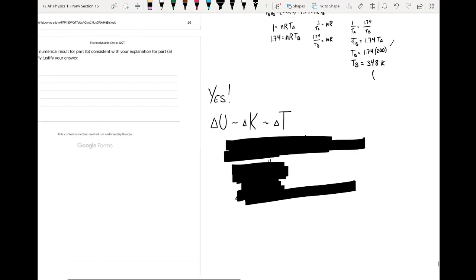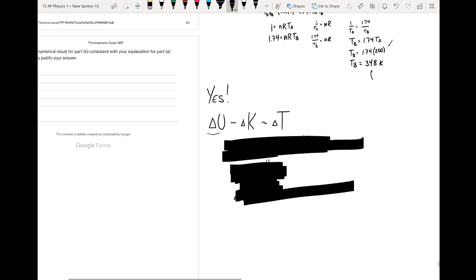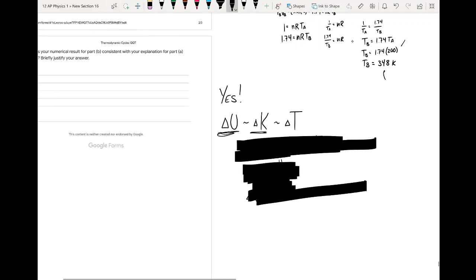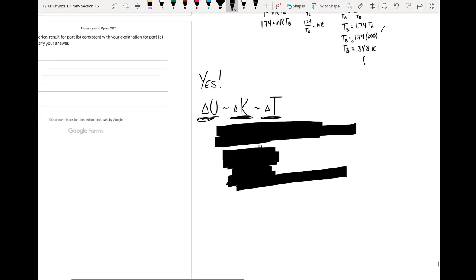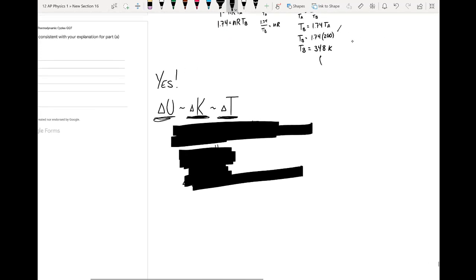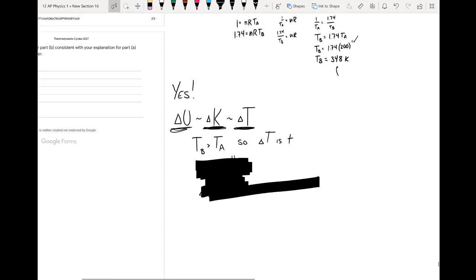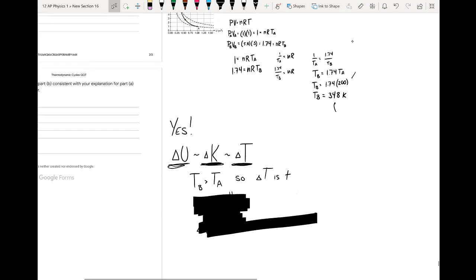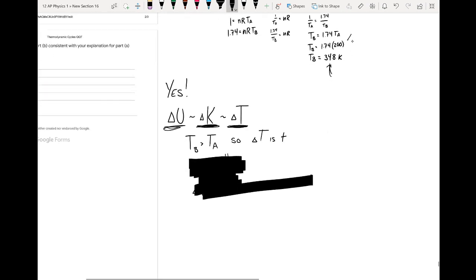We said before that the way to change your internal energy is to change the kinetic energy of your particles. That's what our internal energy is made up of, the kinetic energy of these particles. And we also said that the way to change the kinetic energy is to change the temperature of those particles. Or if we change the temperature, we change the kinetic energy. So we saw over here that TB is greater than TA. 348 is greater than 200. So our change in energy is positive.